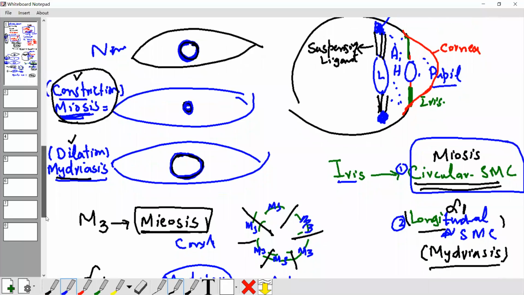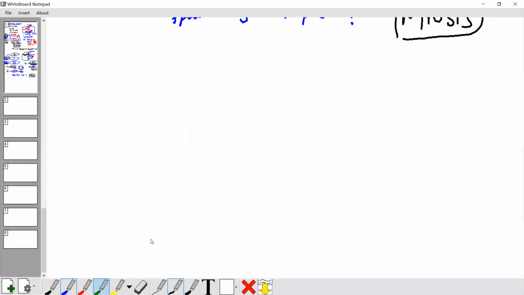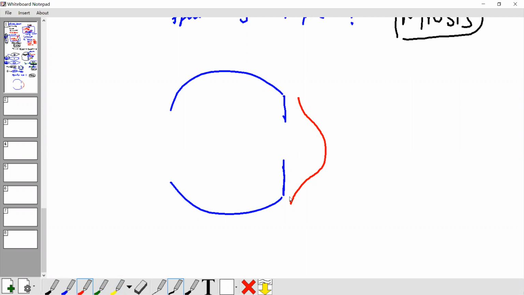I will draw the picture again here. The next picture is clearer. This structure is the cornea, then the iris. Behind the iris, we have the lens. The lens is attached with the help of ligaments. What is this structure? Ciliary body. Everybody clear? Yes.